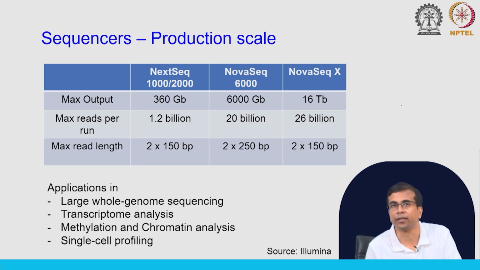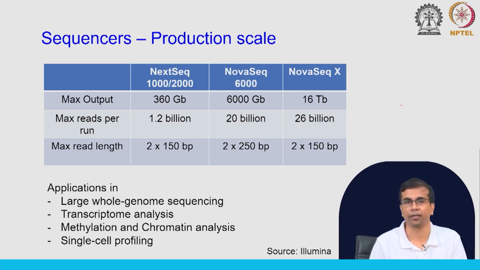And these production scale sequencers have applications in large genome sequencing, right. So, if you are working on big genomes, you will use these sequencers. They are also used for transcriptome analysis, where you want to look at gene expression of all genes in the genome, not just targeted analysis, and can also be used for methylation and chromatin analysis and single cell profiling.